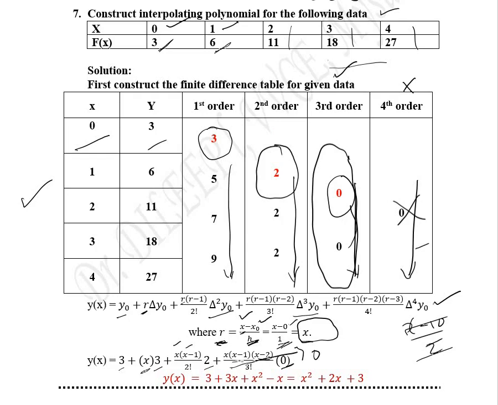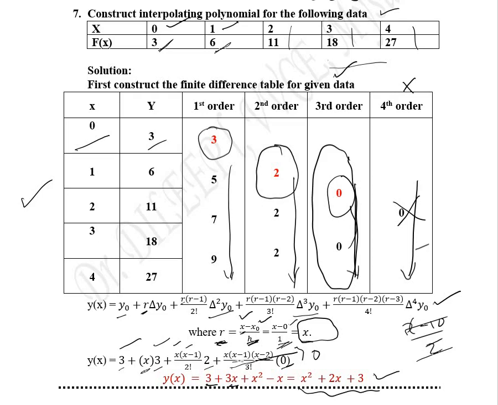Now you need to simplify these three terms. 3, consider here 3x, consider here 2 factorial and 2 get cancelled, so multiply here x square minus x. If you simplify this, you will get a polynomial x square plus 2x plus 3. So this is called the required interpolating polynomial, x square plus 2x plus 3. So this is my answer.